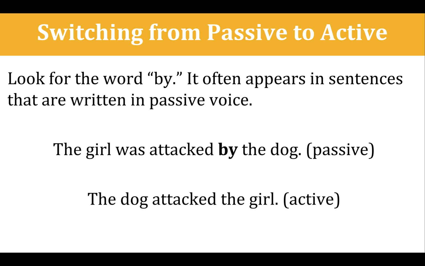So another example of a sentence written in passive voice is, the girl was attacked by the dog. Now, the girl is in the subject position, but the girl didn't actually do anything. She was the victim. It was the dog who did the attacking, right? So we need to flip the sentence around and say, the dog attacked the girl. And again, if you compare these two sentences, the second one is clean, it's clear, it's crisp, it's much stronger than the first sentence, which was written in passive voice.